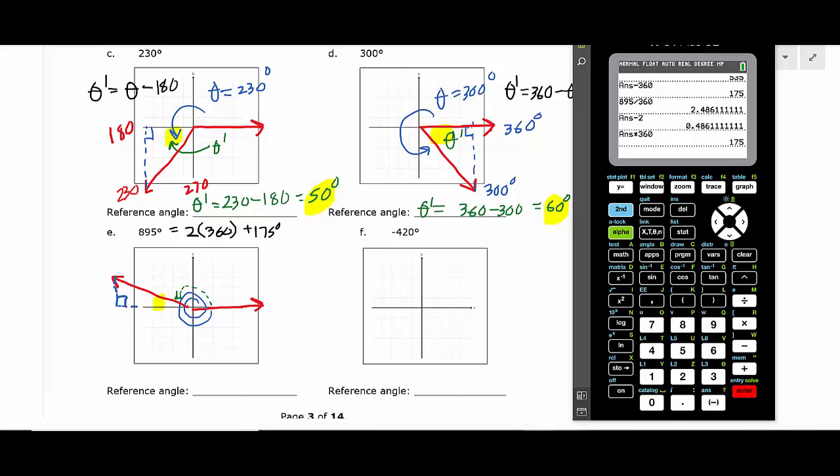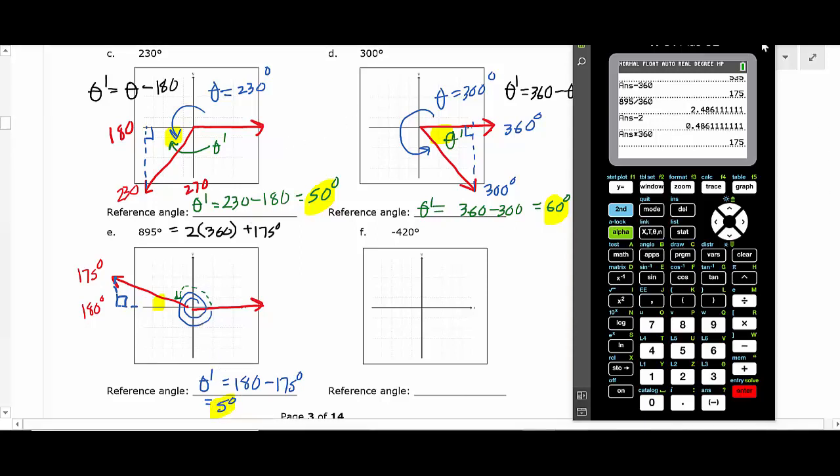What matters in the calculation is that the angle's 175. And then halfway around the circle is 180. So what's the difference between 180 and 175? It's 5. So you calculate it this way: the reference angle is equal to 180 minus the angle I gave you. Therefore, that's equal to 5 degrees. Sketch and reason it out.